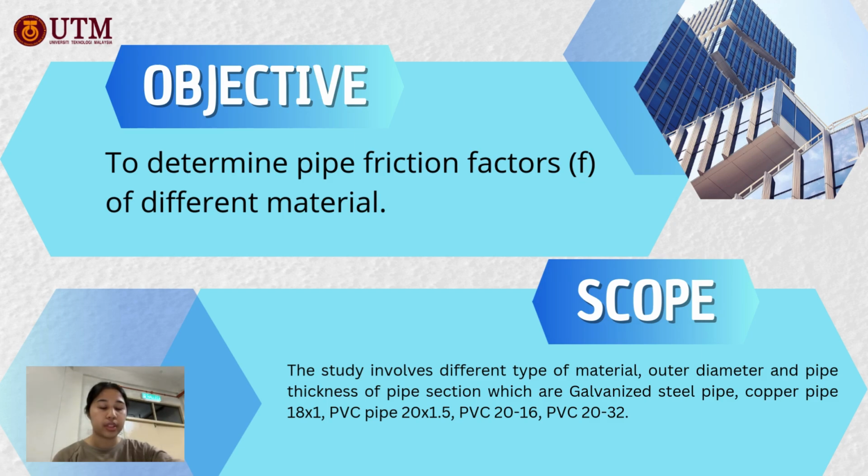The objective is to determine the pipe friction factors, which is F, of different material, and the scope is the study involves different types of material, outer diameter and pipe thickness of pipe section, which are galvanized steel pipe, copper pipe 18 times 1, PVC pipe 20 times 1.5, PVC 20 times 16, and PVC 20 times 32.